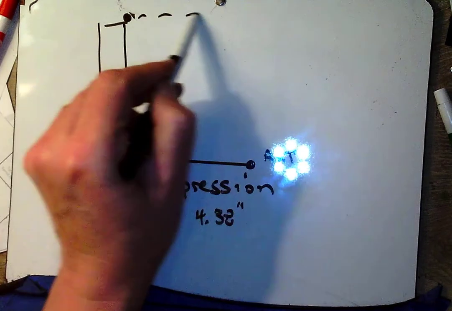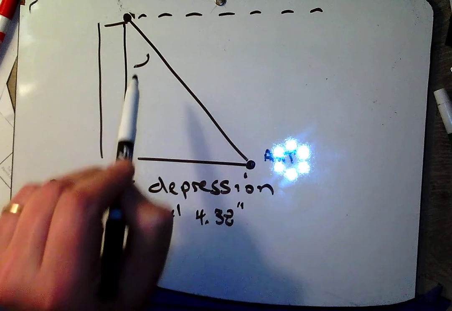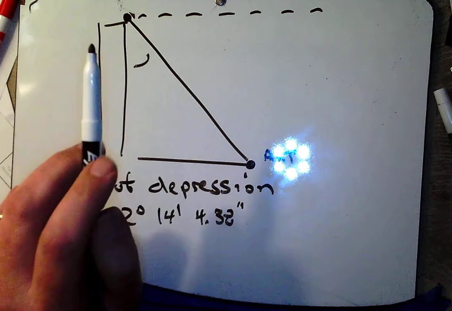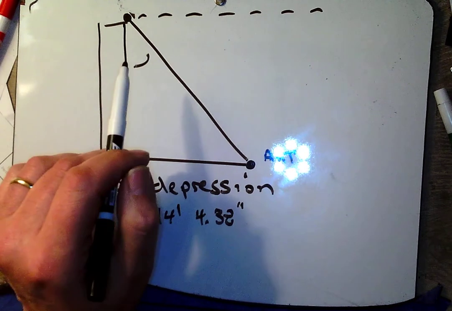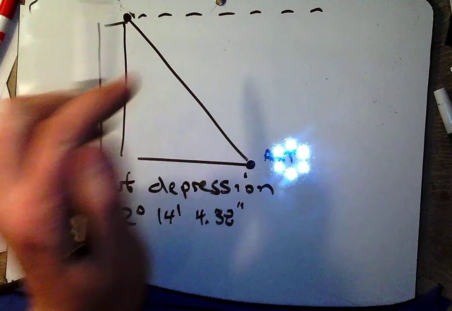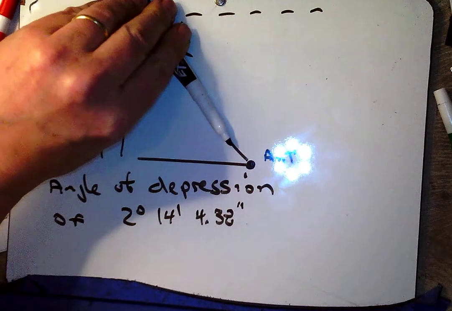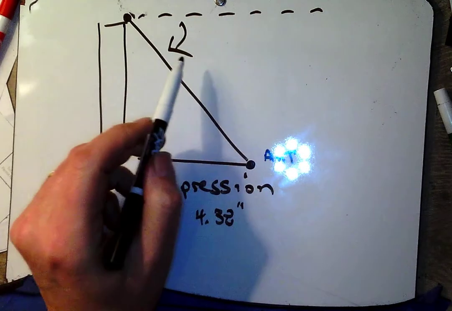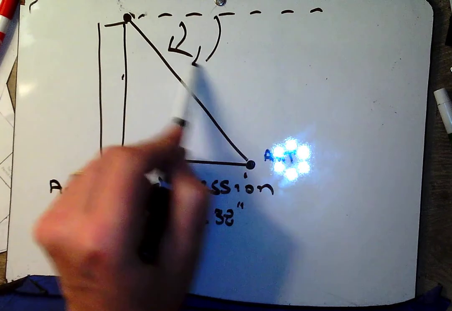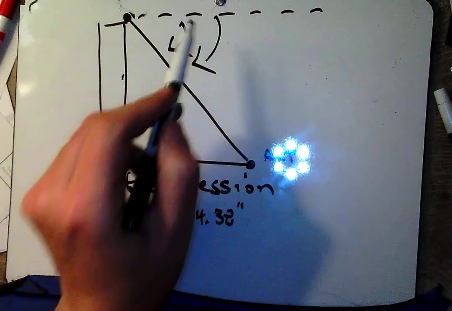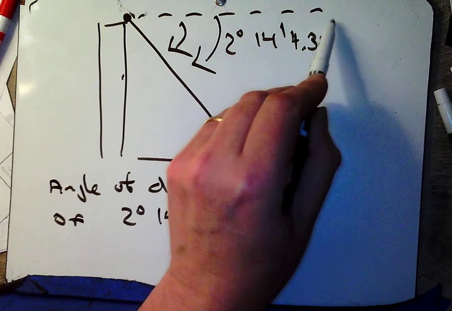So, remember, angle of depression is not this. This is not the angle of depression. When you write that in here, what that's going to tell me is you're not watching the videos. This is the angle of depression. You looked straight out and you had to depress your eyes. This is you looking at your shoes and having to raise your eyes. No, no, no, no. It's the angle of depression. So that's 2 degrees, 14 minutes, and 4.38 seconds.